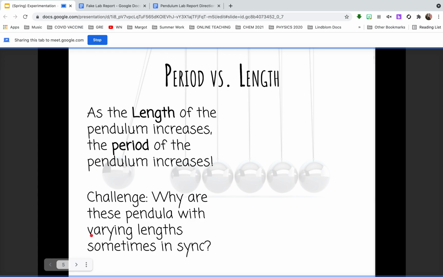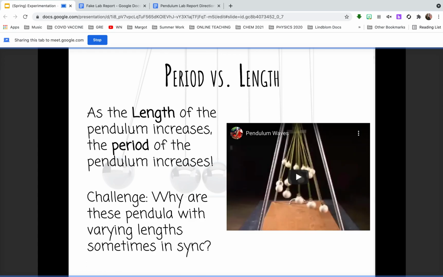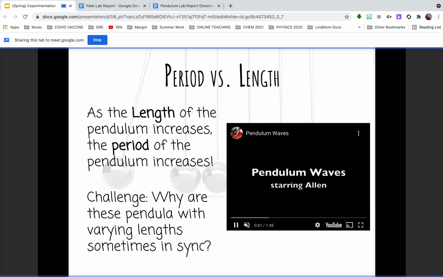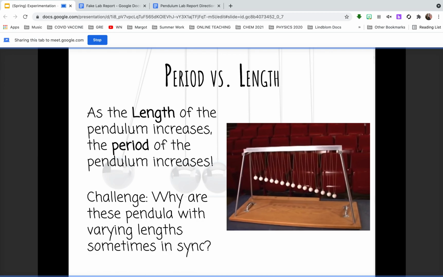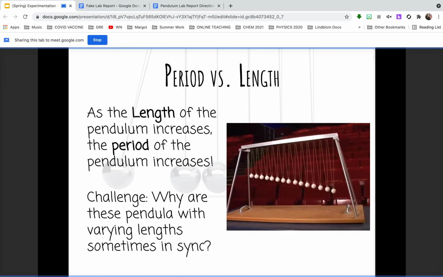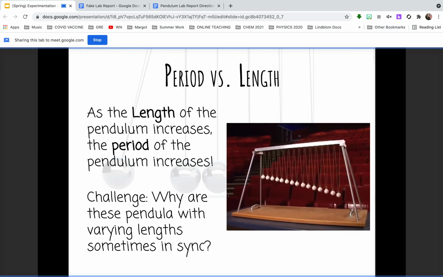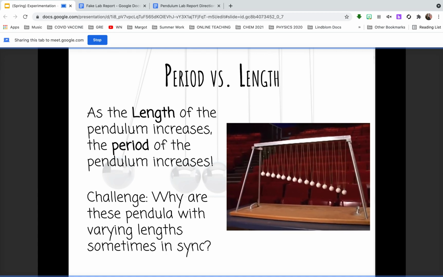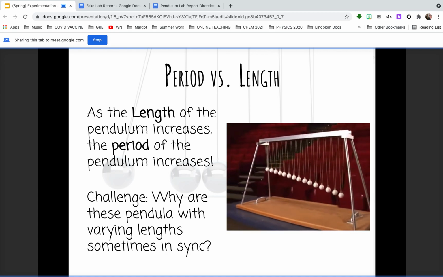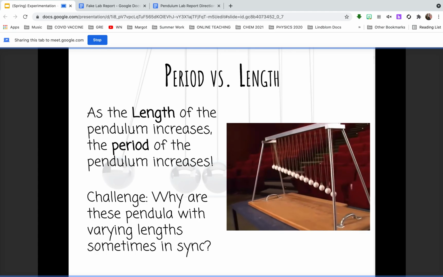Okay, so just to check, as the length of your pendulum increases, the period of your pendulum should also increase. So if you're looking at your data and you do not see this, that is an issue, okay? So please just make sure that you are seeing this relationship within your data.